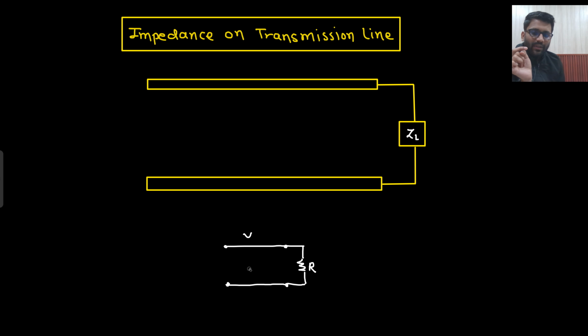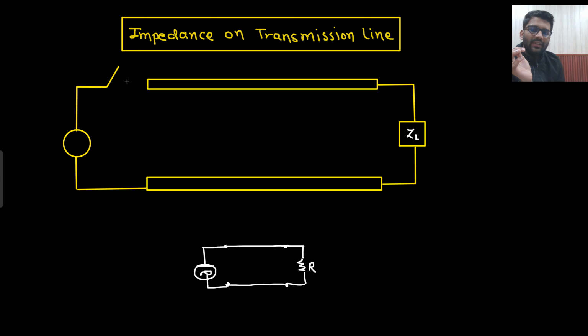In network analysis, we give a supply. We apply a voltage source, right? It could be an AC source, it could be DC, it could be step, it could be anything. In place of this, I can apply an AC source as well. So here also I will do the same thing and apply a source. These two wires are known as transmission line. I am applying a source at the input side, and at the load side I am connecting a load, that is ZL. Is that clear? Very simple thing.